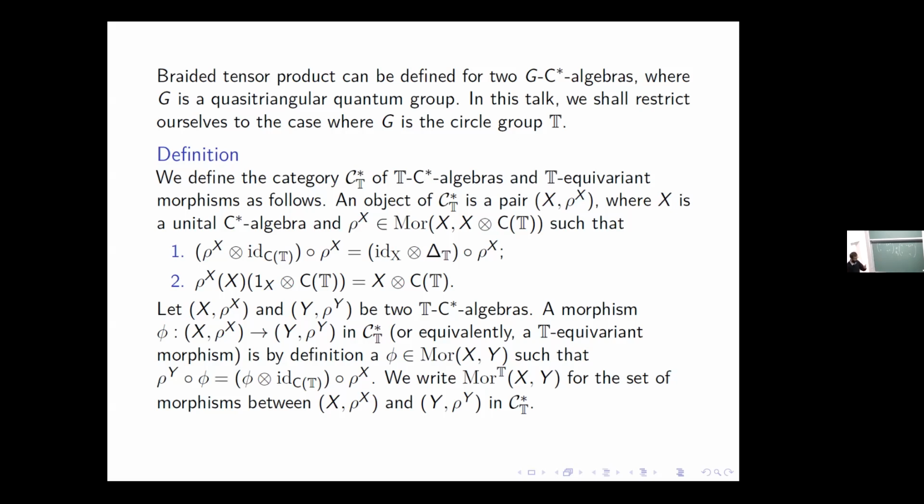And so if you have two T-star algebras, a morphism is a T-equivariant one. So you have a unital star homomorphism phi from X to Y, which is also T-equivariant. More precisely, you apply phi first, you land inside Y, and then apply the coaction on Y, which is rho Y. It is the same thing if you apply the coaction on X first and then apply phi on the first component. So this is what T-equivariance means. And we denote by Mor_T(X,Y) the set of all morphisms between the T-star algebras X and Y.